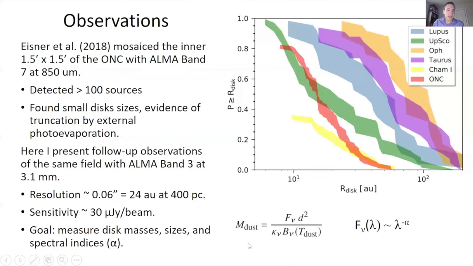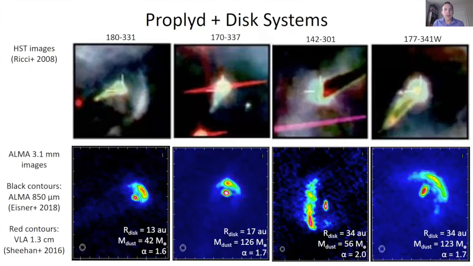So the disk masses we get are derived from this formula, which assumes the dust emission is optically thin, and we have to make some other assumptions, of course, about the dust temperature and the opacity. So take those masses with a healthy amount of uncertainty. And so here are 4 proplyds and what they look like in our data. This is sort of a subset of our results that I'm going to share today.